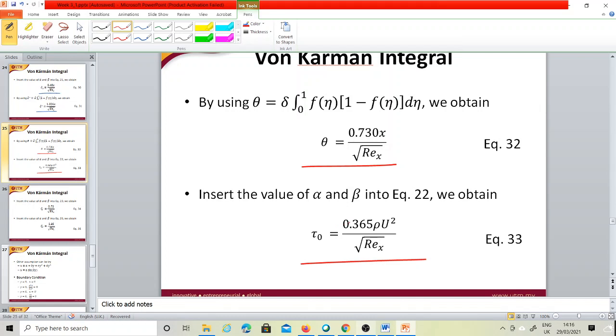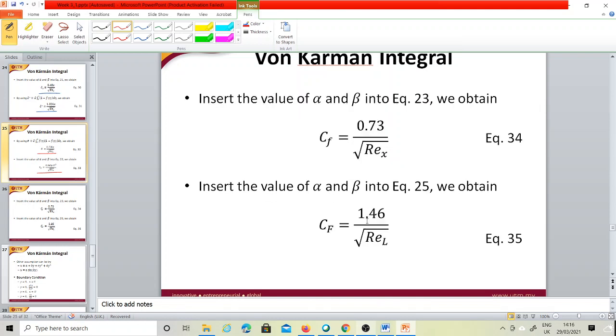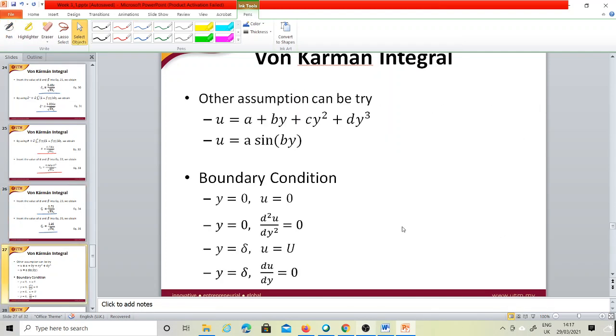So you can see that you will have different expressions. One is the Blasius solution, and another one is the von Karman integral solution. So we will have two different types of expression. In a similar way, all the things you got, this C_f, the skin friction, and this is the average friction. You just need to substitute the value of alpha and beta.